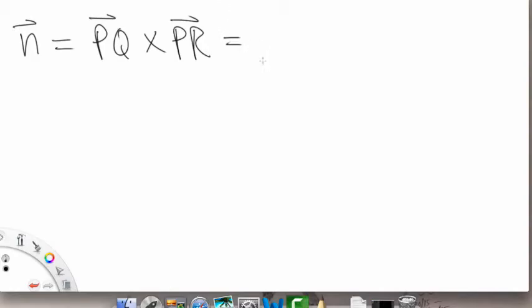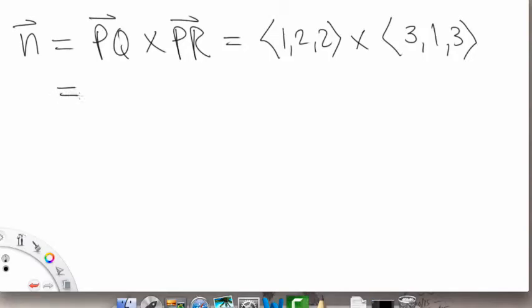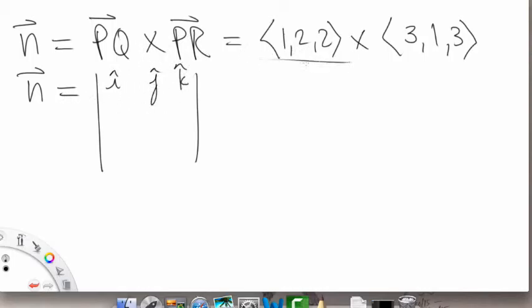So we're going to find the normal vector by taking the cross product of PQ with PR, the ones we just found. That means crossing 1, 2, 2 with 3, 1, 3. Now we know how to take the cross product, so let's set this up. We write our i hat, j hat, and k hat at the top. Then we write our PQ components first, 1, 2, 2, and then our PR components, 3, 1, 3.